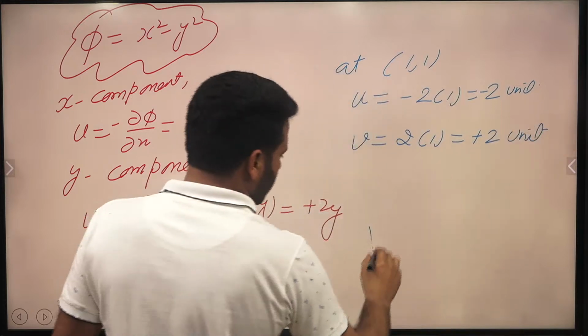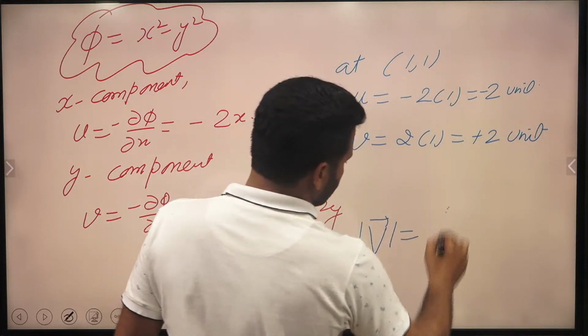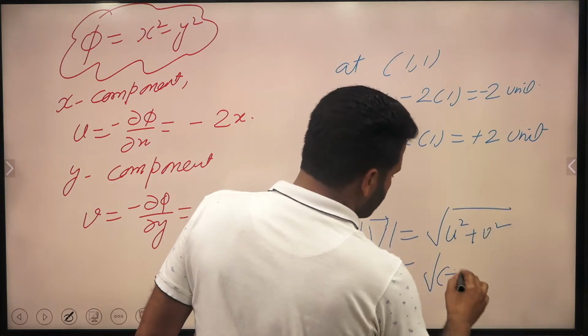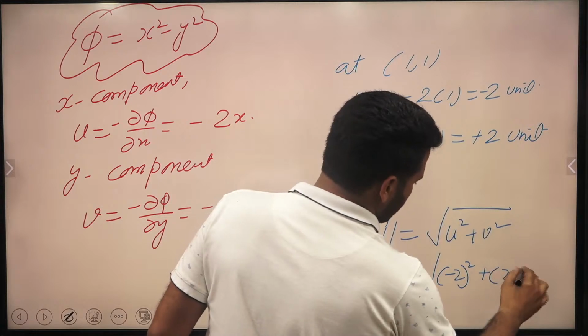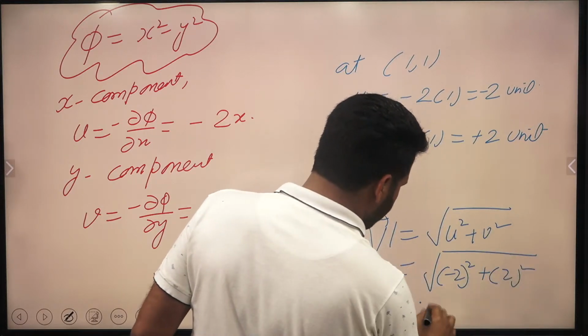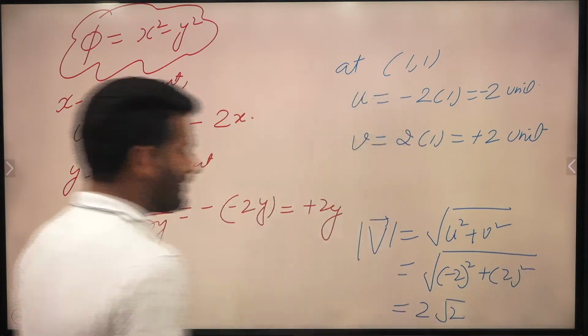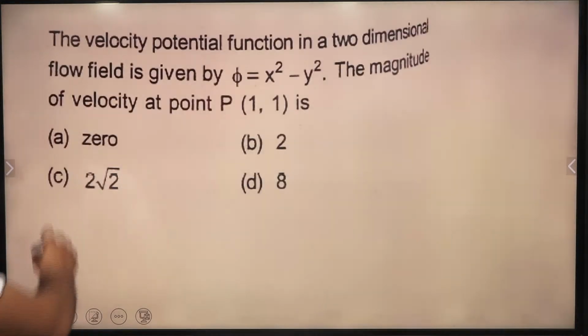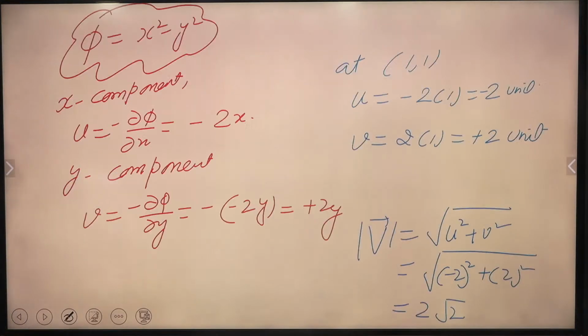So the resultant will be the square root of u square plus v square. So this is coming to be minus 2 whole square plus 2 whole square. So 4 plus 4 is 8, it is coming to be 2 root 2 units. Answer is option C. Yes, very good. Option C will be the answer. Very good.